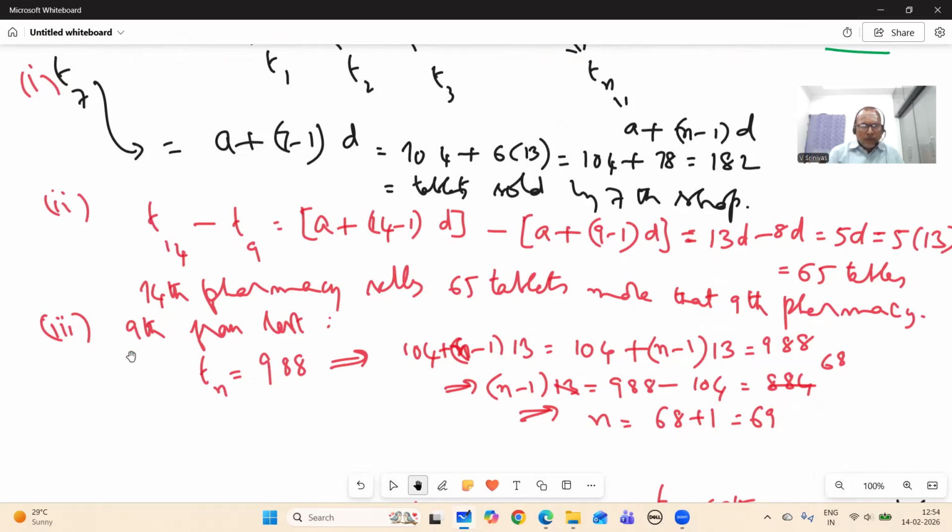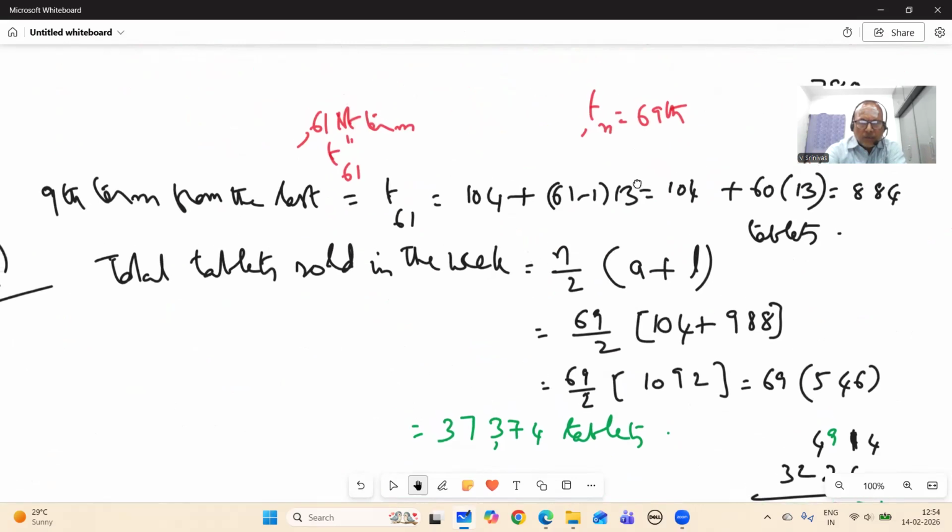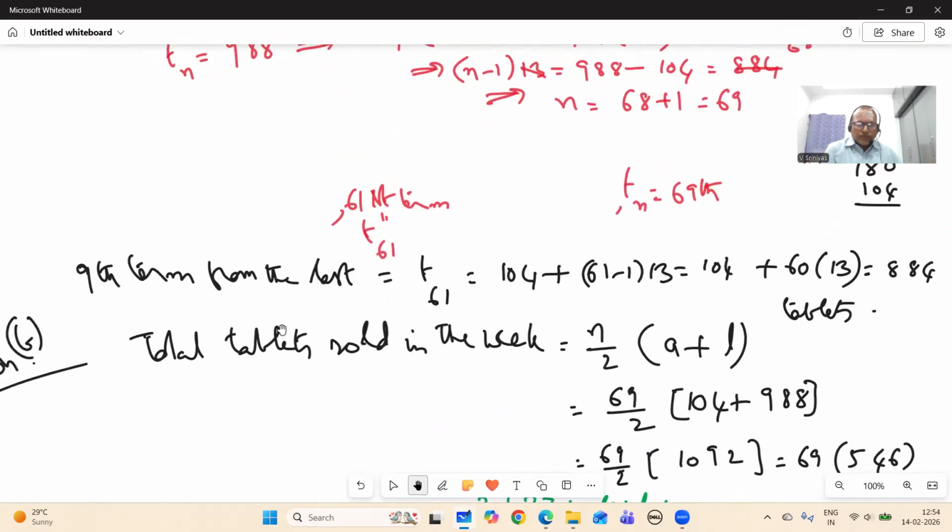Then the 9th from last. From here you calculate the value of n. Let Tn be the last term. So that is a plus n minus 1 into d. a is 104, d is 13. From here you make it equal to 988. Calculate n. That gives the last shop to be the 69th shop. Then in the next bit you are asked how many tablets were sold by the 9th shop from the last.